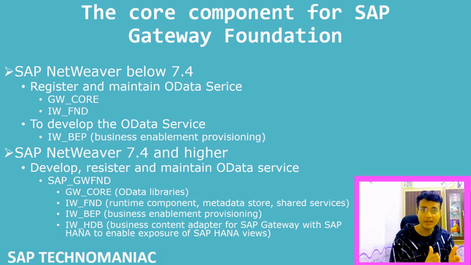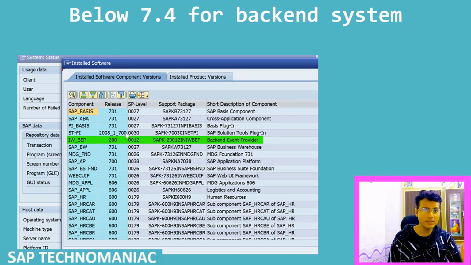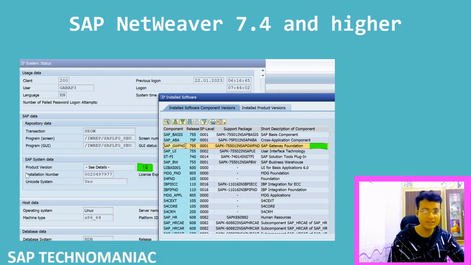To see in the system where we can find these components, if you are working on the backend system, meaning SAP NetWeaver 7.4 and below, you have to go to System and Status. Inside the status, we can have this kind of button, this button.